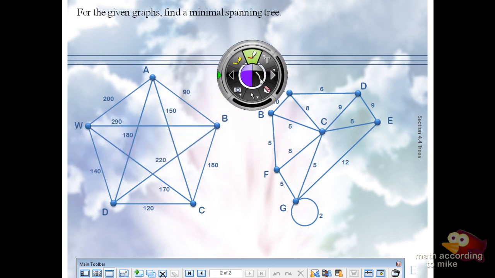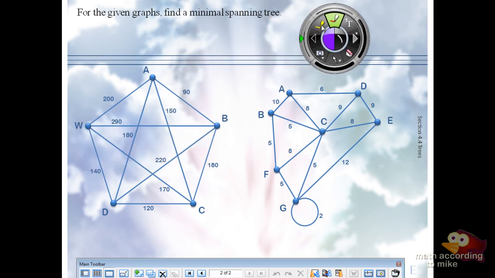So the one on the left is the warehouse one. Again, don't get it confused with the nearest neighbor method. It has nothing to do with the nearest neighbor method. I just happen to use the same graph.